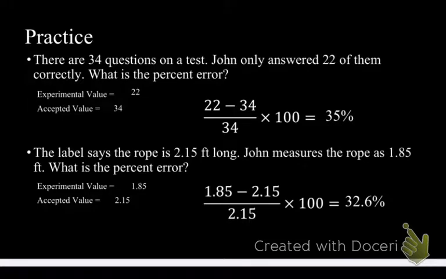And we get 32.6%. So the percentage here is how far off they were. That is their percent error. So John has 35% error, and in the second experiment, he measured the rope a little bit off, and he was 32.6% off. So this shows us how far off we were from what we really wanted.